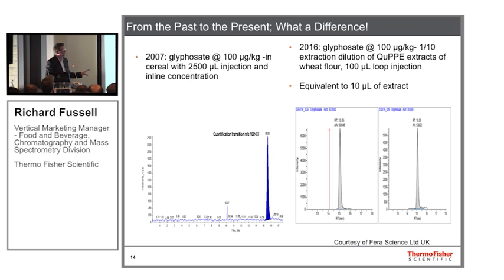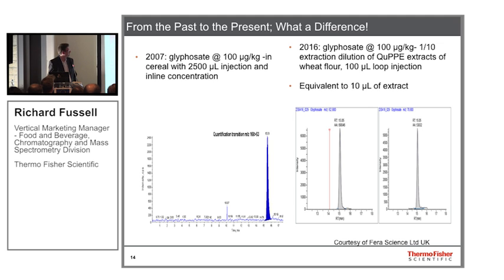Looking at what we did in the past when we were using large volume injection to get a higher sensitivity system, this chromatogram on the left shows glyphosate at 100 ppb in a cereal extract with a 2,500 microliter injection. You can see that we've got reasonable signal to noise. With the new system, we do exactly the same glyphosate at 100 ppb in a QuPPe extract, diluted 10-fold, and then do a 100 microliter loop injection, which is equivalent to 10 microliters of the QuPPe extract direct. You can see that the signal to noise is much improved compared to the old system, even though we're injecting 250 times less analyte.